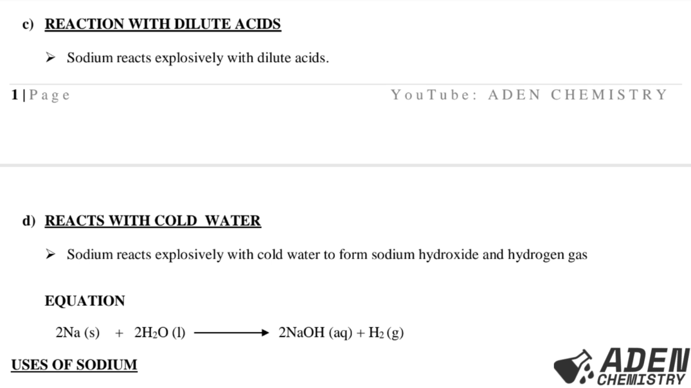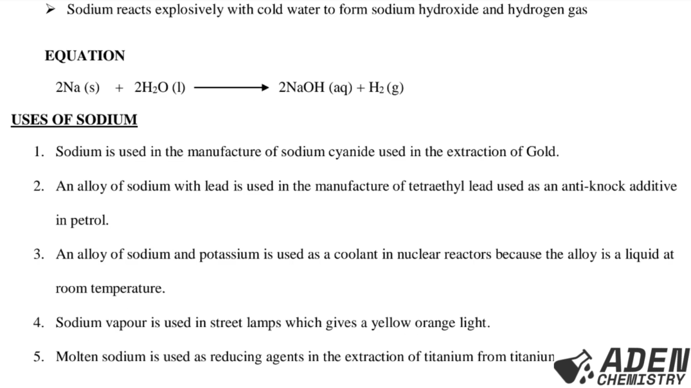So number 4, reaction of sodium metal with cool water, and we are saying sodium reacts explosively with cool water to form sodium hydroxide and hydrogen gas. So the equation for this reaction will be 2 moles of sodium metal will react with 2 moles of water, which is liquid, giving us 2 moles of sodium hydroxide solution and also hydrogen gas.